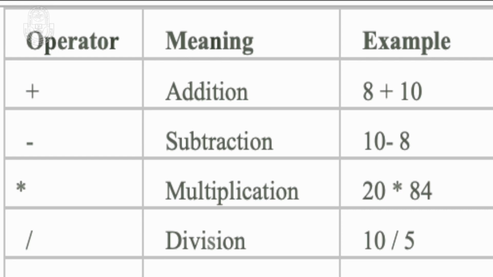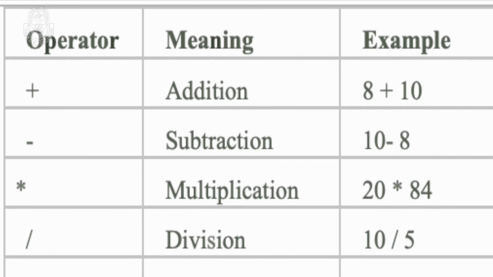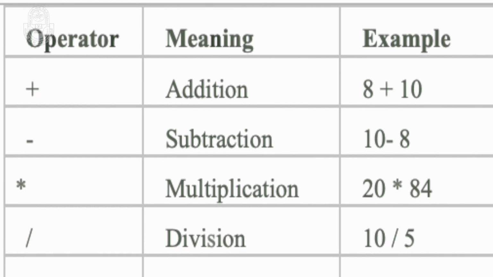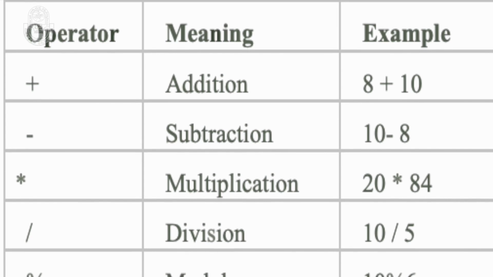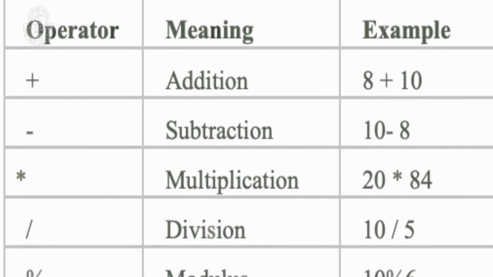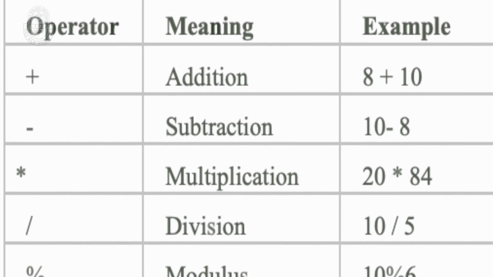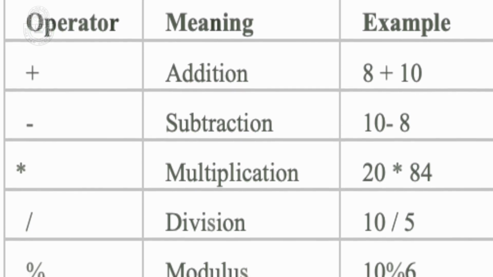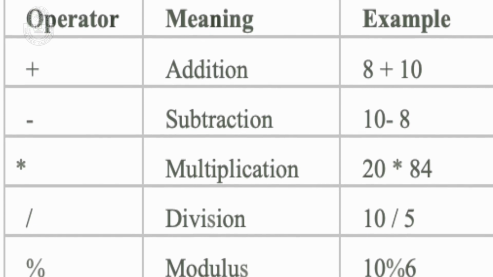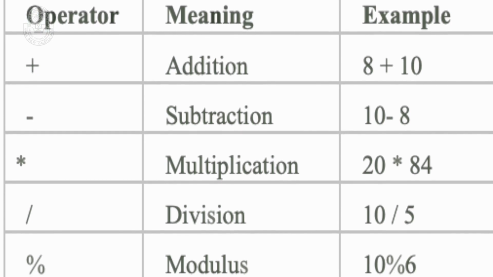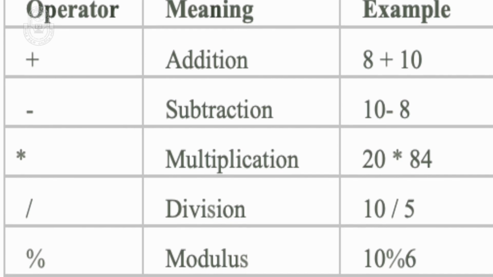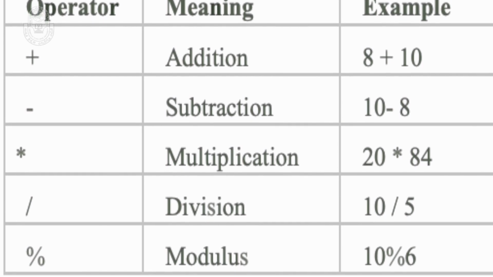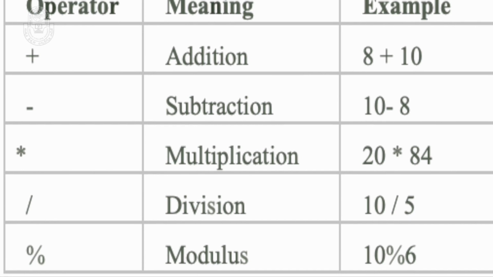Operator is plus, meaning addition. Example is 8 plus 10. Operator is minus, meaning subtraction. Example is 10 minus 8. Operator is asterisk symbol, meaning multiplication. Example 20 asterisk 84. Operator is slash, meaning division. Example is 10 slash 5. Operator is percentage symbol, meaning modulus. Example is 10 modulus 6.